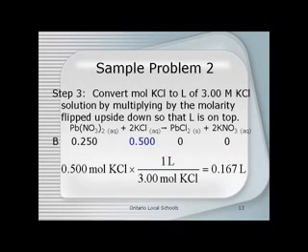Our final step in this problem is to convert the moles of potassium chloride to liters of 3 mole per liter potassium chloride solution by multiplying by the molarity flipped upside down so that liters is on top. So in our before line we found that we needed 0.5 moles of KCl. So we're going to take our 0.5 moles of KCl times the molarity flipped upside down, 1 liter on top, over 3 moles of KCl. Our moles of KCl cancel, and we're left with 0.167 liters.